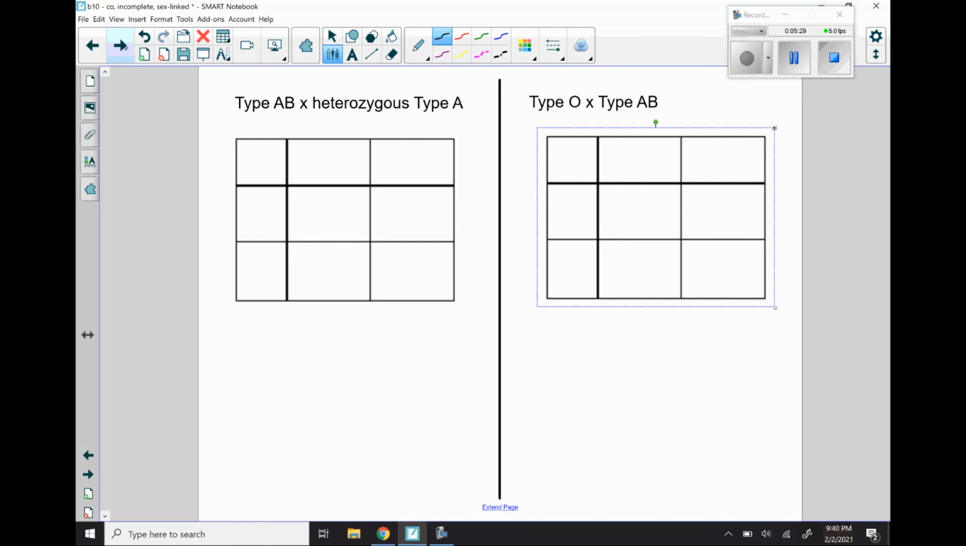These Punnett squares work the same way as the ones we've been doing all along. So if I have one parent with type AB, they are going to give 1 allele that's an A and 1 allele that's a B. And then the second parent says they're heterozygous type A. So they have 1 dominant allele and 1 recessive. I know that's not a B because otherwise then they would have type AB blood. So finally, I do my Punnett square the same way. The allele from that column, the allele from that row.